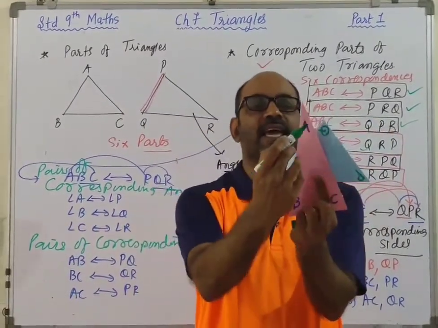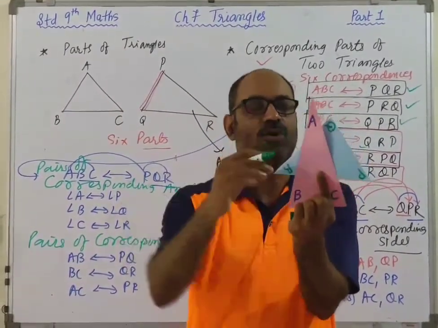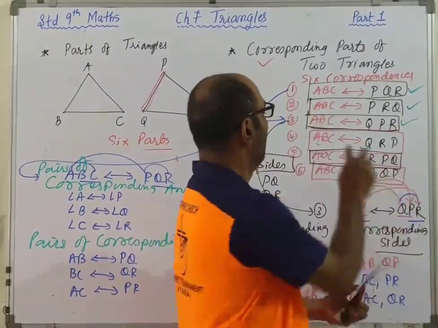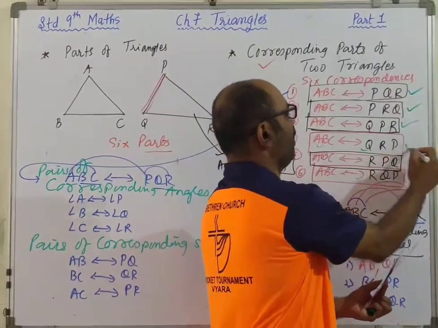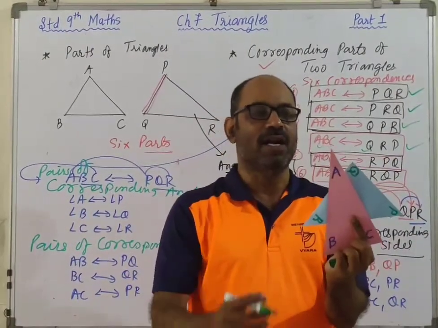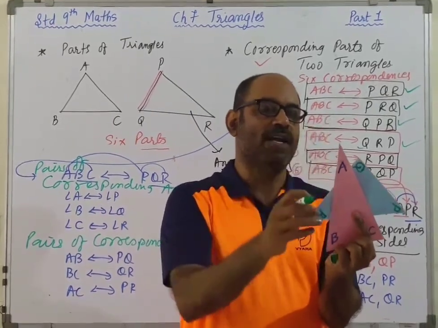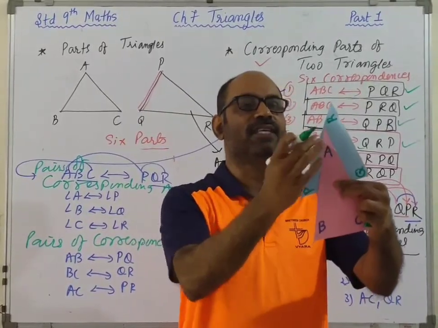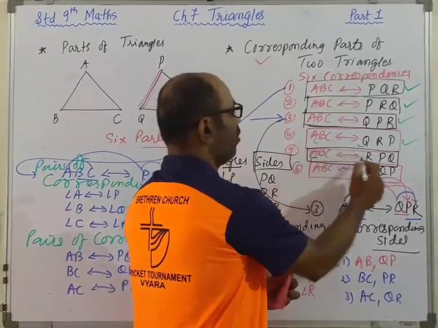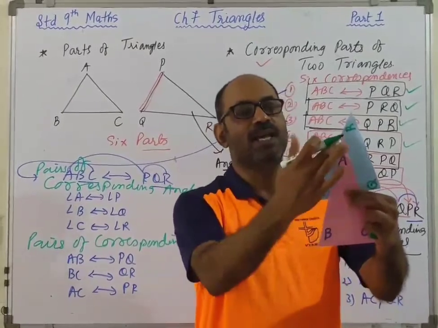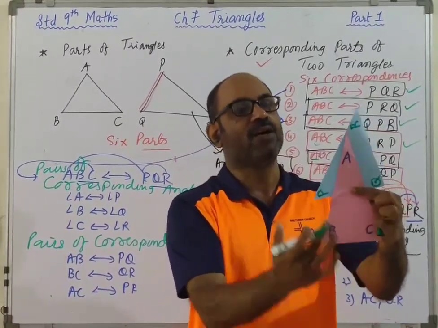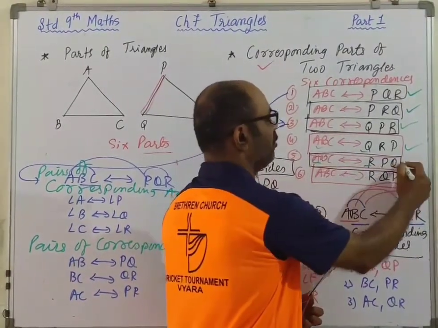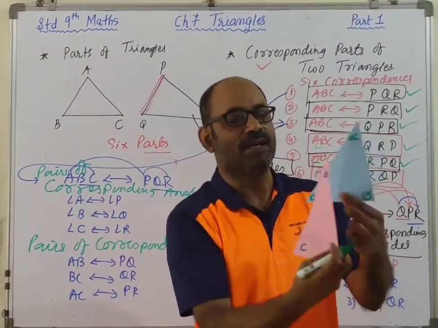Now check. I rotated ABC. ABC corresponds to QRP. Clear, children? All right. Now I'm going to correspond A with R. Can you see? A corresponds to R. Now see. ABC corresponds to RPQ. Here it is.